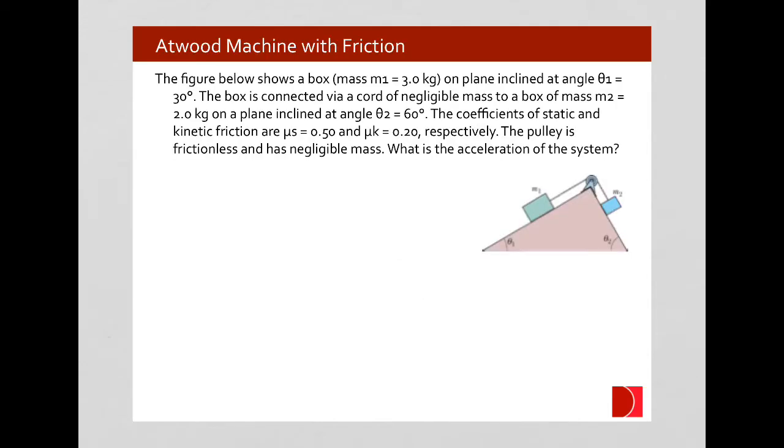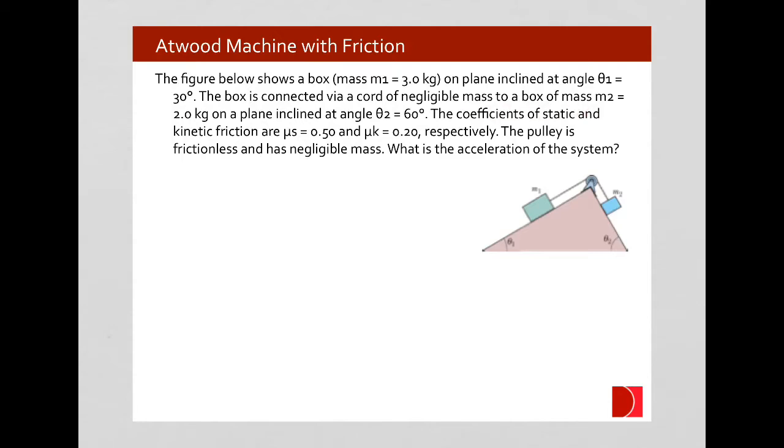Here we're looking at an Atwood machine with friction. We're looking at a pair of inclined planes with two boxes that are connected by a rope and pulley. So we're given the masses of the two blocks, negligible mass of the cord, meaning we can ignore the cord other than the fact that it transfers the tension from one block to the other.